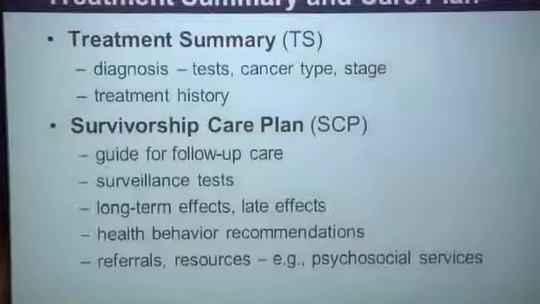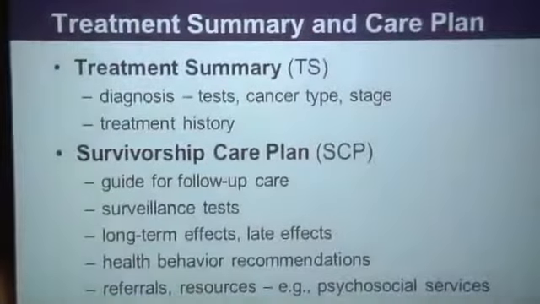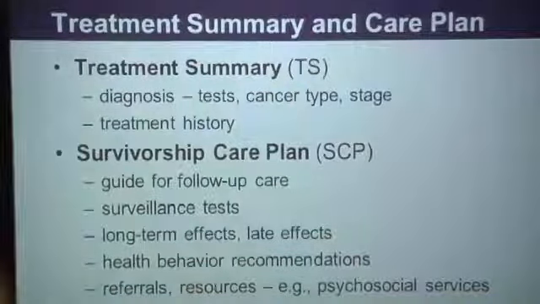So part of the way that you can be involved and engaged in your care after treatment ends is by this document. This is called a treatment summary and a care plan. And a treatment summary is just that. What was your diagnosis? What treatment did you receive? What were the drug names? What was the radiation? What was the surgery? What was your genetic information? And then with your health care provider, you create this document together. It's called a survivorship care plan, and it helps to guide your follow-up care.